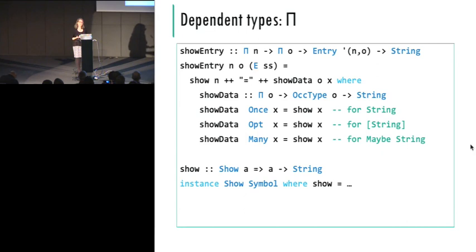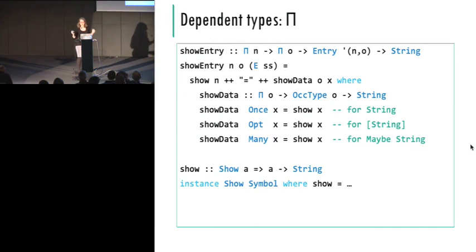So just for showing the entry part, and then to show the whole dictionary, I would show all the entries. This is the code I would write. And you can see I need arguments not just for the name of the capture group, I also need this occurrence information, so I know how to print out the values in each case. Because all I know for each entry is that it has some occurrence type, and I need to pattern match on the occurrence type to know how to resolve the show type class, to know how to print out a string, or a list of strings, or a maybe string.